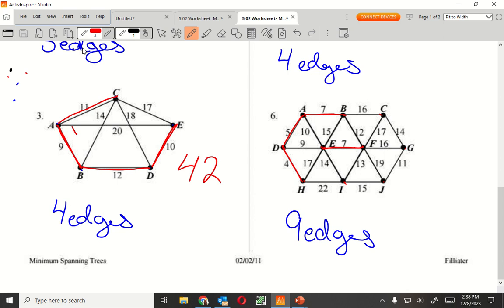What's after 7? 9. There we go. What comes after 9? Why not 10? That will make a circuit right there, right? So I don't want to use 10. 11, so way over here, 11. And then 13. What about 12? No, we can't use 12. That would also create a circuit. 13 here. Okay, 14?